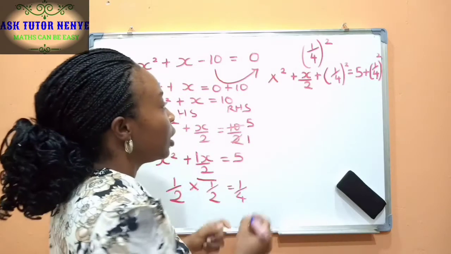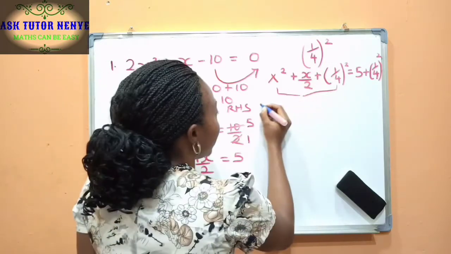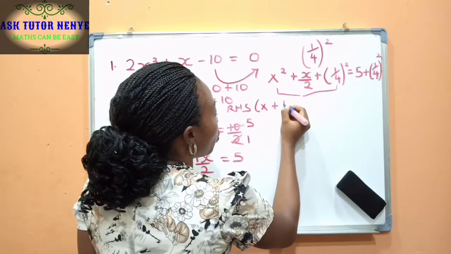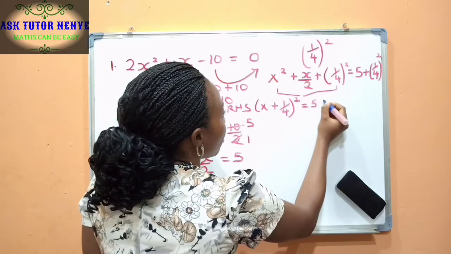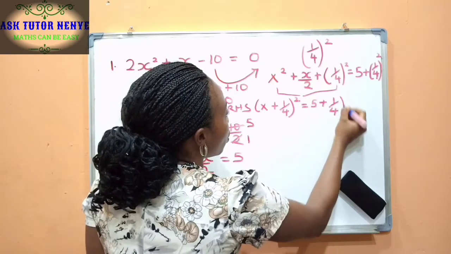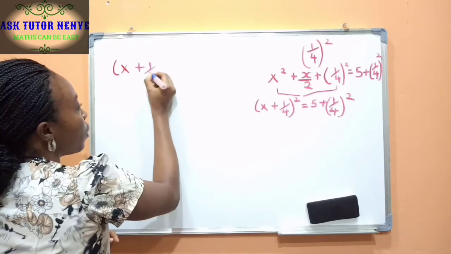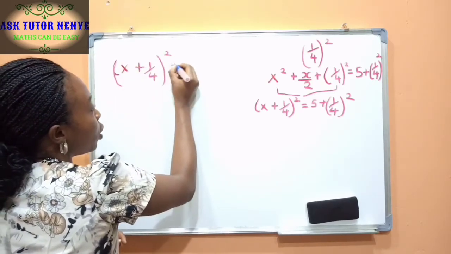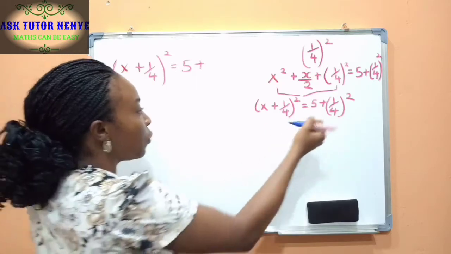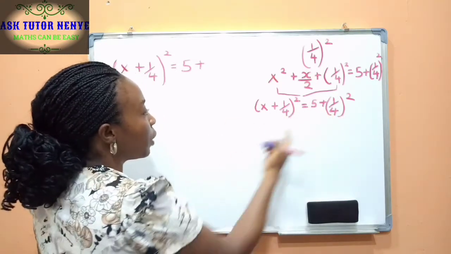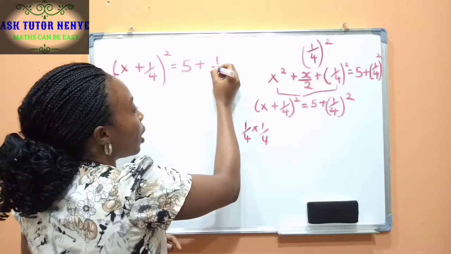Now that we have gotten this, let's try and simplify it. Since we have the square here, we can rewrite the left side like this: x plus 1 over 4 squared equals 5 plus 1 over 4 squared. Now, the next thing we are going to do is to find the square of 1 over 4. The square of 1 over 4 is 1 over 4 times 1 over 4. We are going to have 1 over 16.